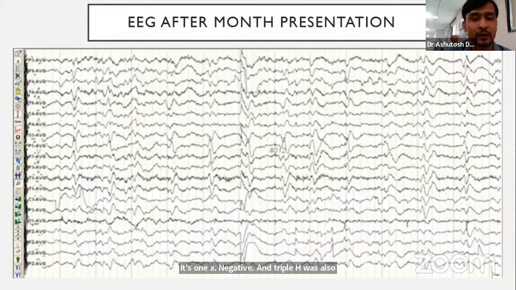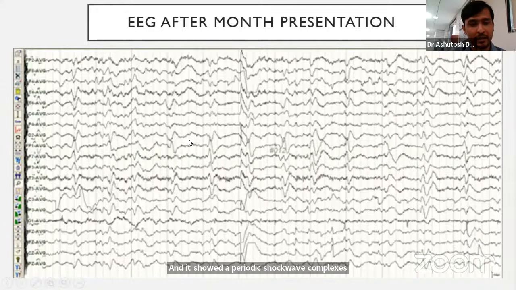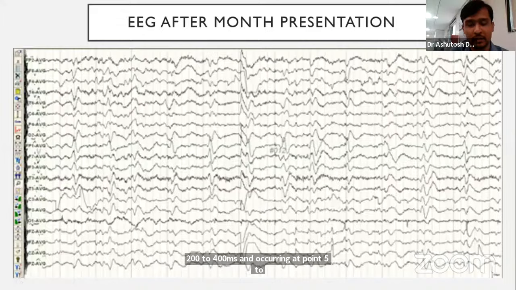This was the EEG, which we had done almost 1 month after the presentation. And it showed periodic sharp wave complexes of around 200 to 400 milliseconds, occurring at 0.5 to 1 second intervals, which was quite classical for CJD.